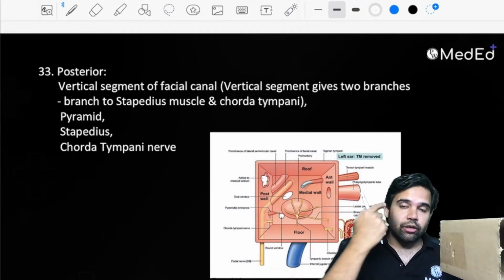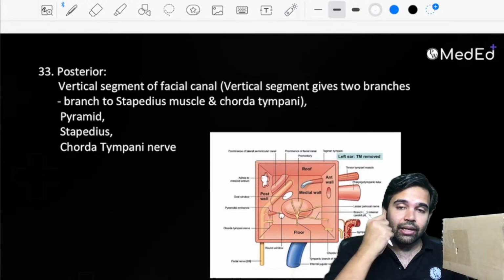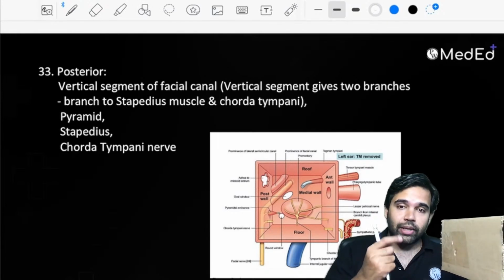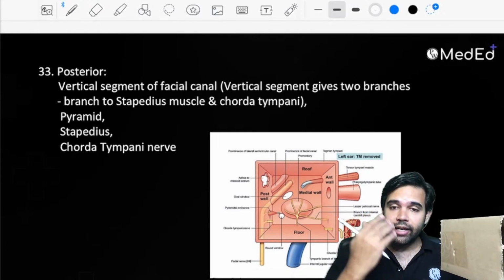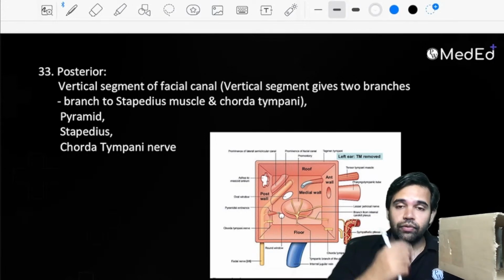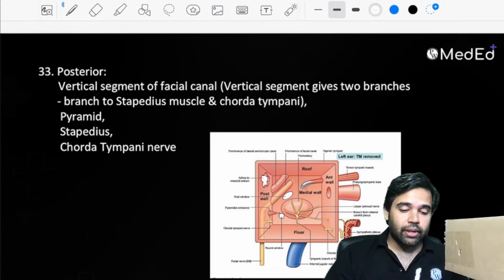At the first genu, it gives the greater superficial petrosal nerve that supplies the tear glands, the secretomotor aspects. That's why when we have facial nerve palsy, there is dryness of the eyes, because it supplies the tear gland, right?